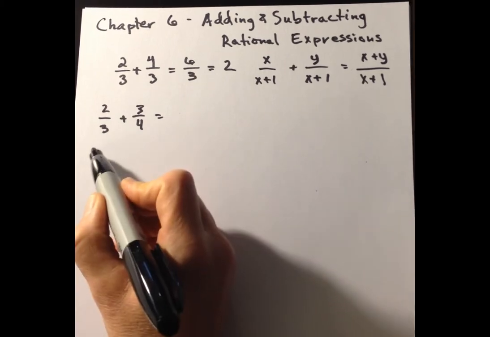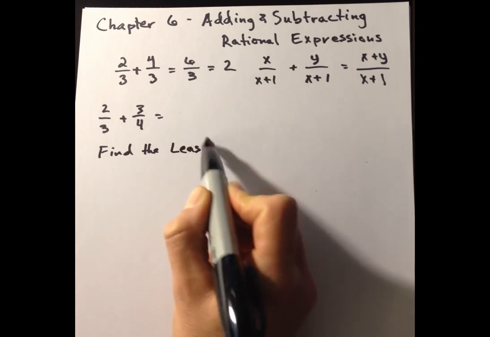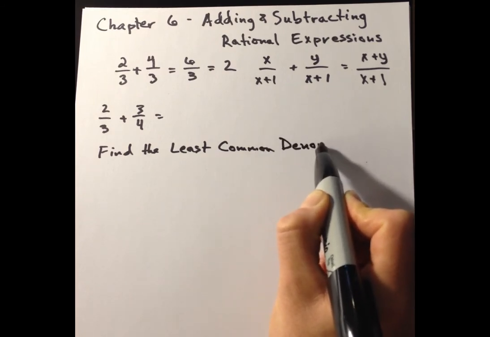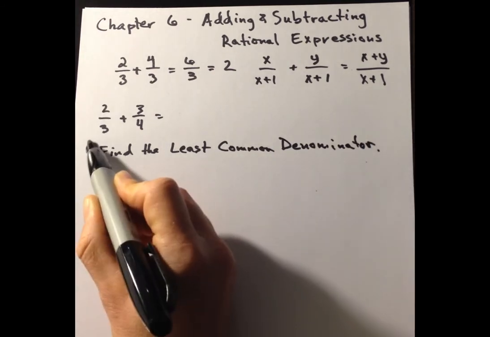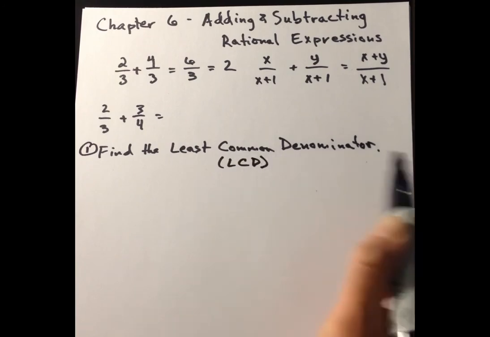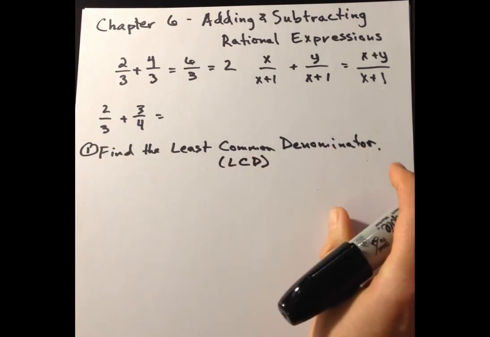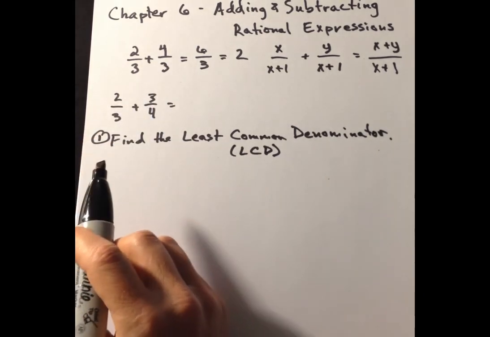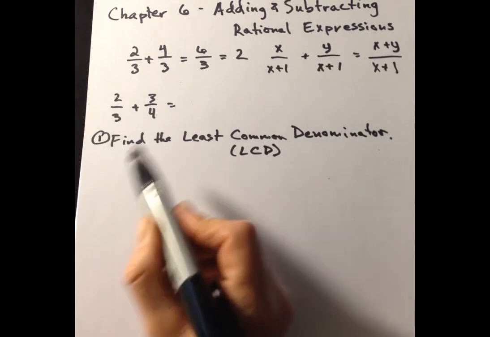So we need to find the least common denominator. That would be our step 1. Sometimes we refer to this as the LCD. In the case of 3 and 4, what is the least common multiple that we could put both of these ratios in terms of? The first thing you want to do is break your denominator up into primes.